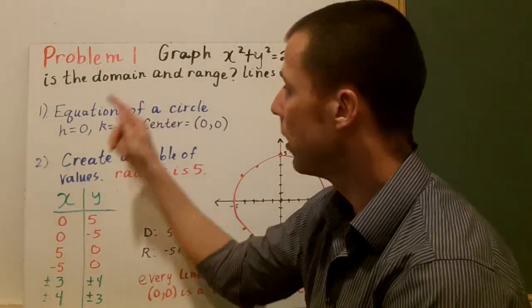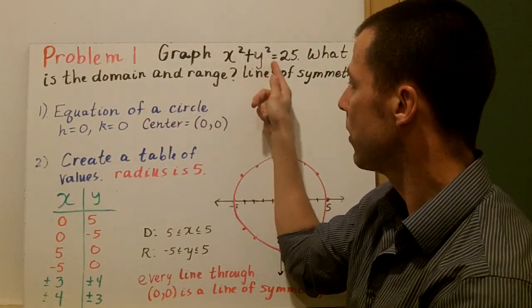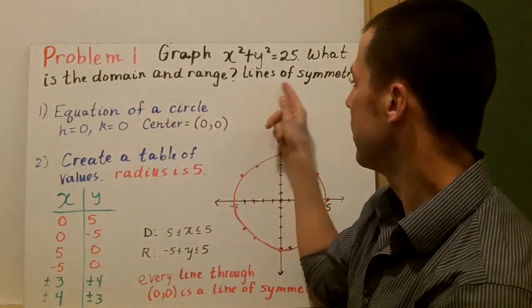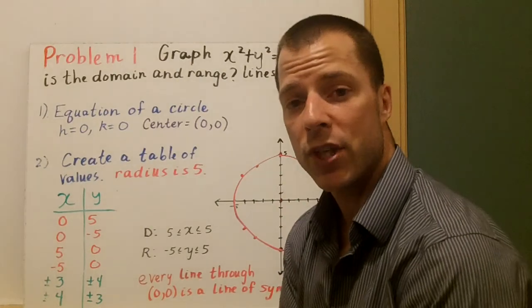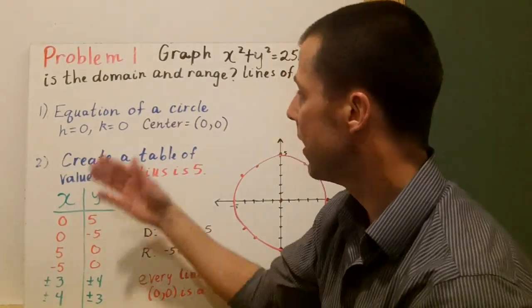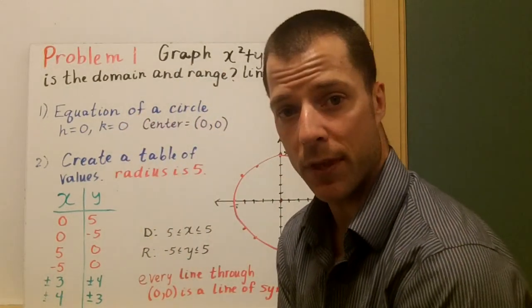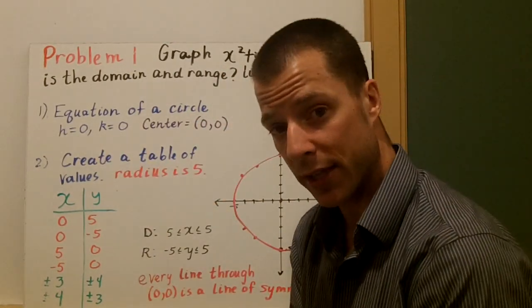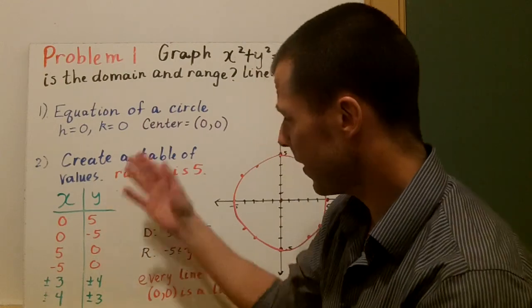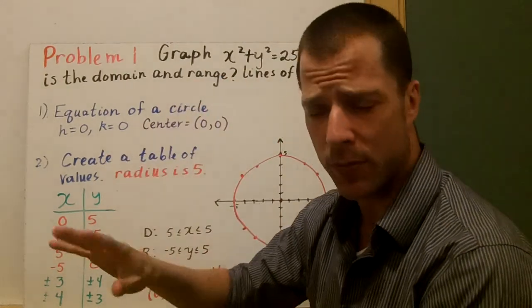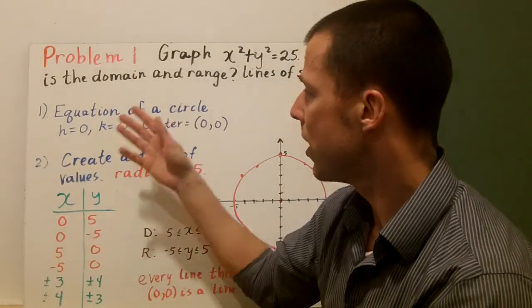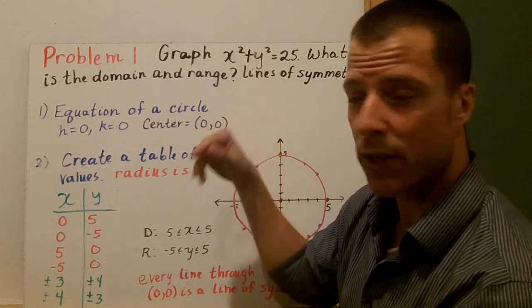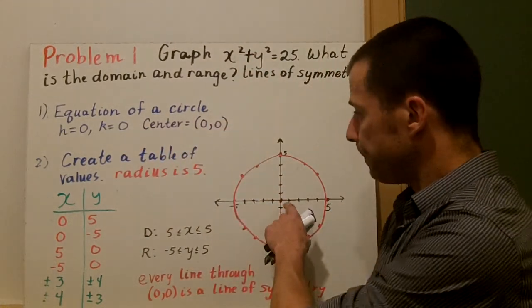Okay, in problem number one, we're going to graph x squared plus y squared equals 25. We're going to want to know the domain, the range, and the lines of symmetry. Now, from geometry, hopefully you realize that this is an equation of a circle. There's no h and k value, they're both 0, so we're going to set the center at (0, 0). If this is a little bit challenging, we're going to spend more time on circles and the equation of a circle, but this is a circle with center (0, 0), so we're going to mark that.